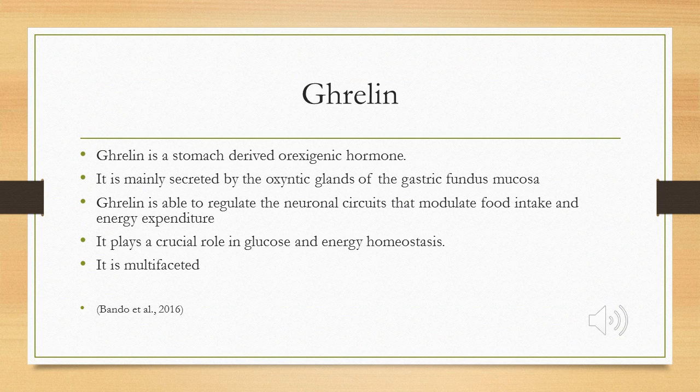So, what is ghrelin? Ghrelin consists of 28 amino acid residues and is a stomach-derived orexigenic hormone, which means it increases appetite in humans. It is also commonly known as the hunger hormone. It is mainly secreted by oxyntic glands of the gastric fundus mucosa and small amounts by the duodenum and hypothalamus.